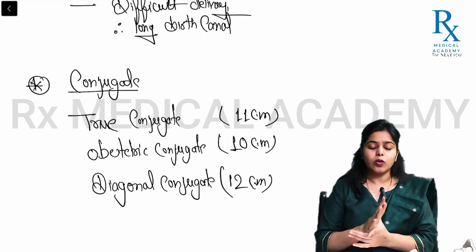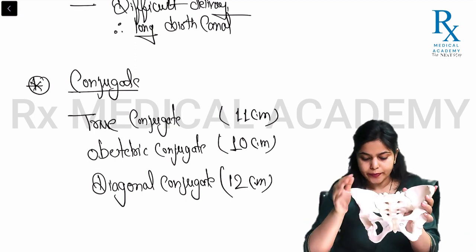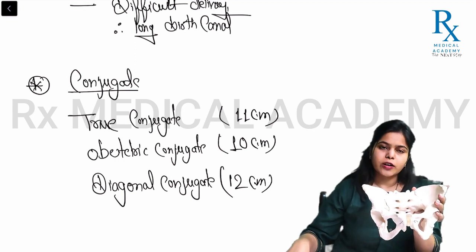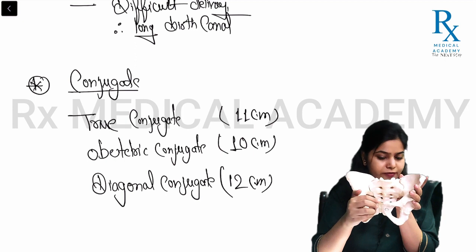So, how do you know which one is which conjugate? How to measure it? First we'll talk about the true conjugate. It is formed between the posterior surface of the pubic symphysis.